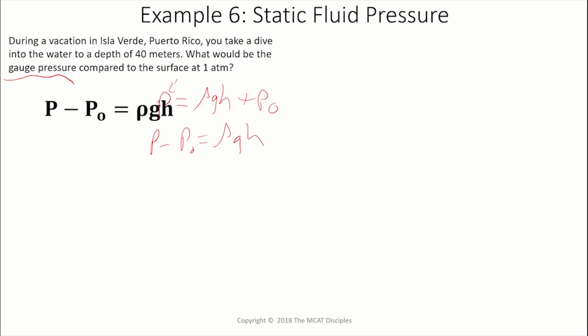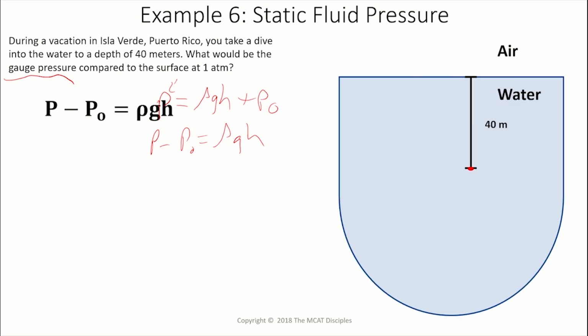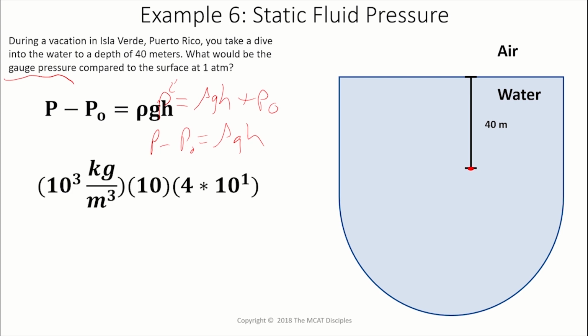So why don't we just calculate that? Here's our little free body diagram. You're at a depth of 40 meters down. You know what the height is. It's just 40 meters. You don't have to change it because that's in SI units. You plug in your number.